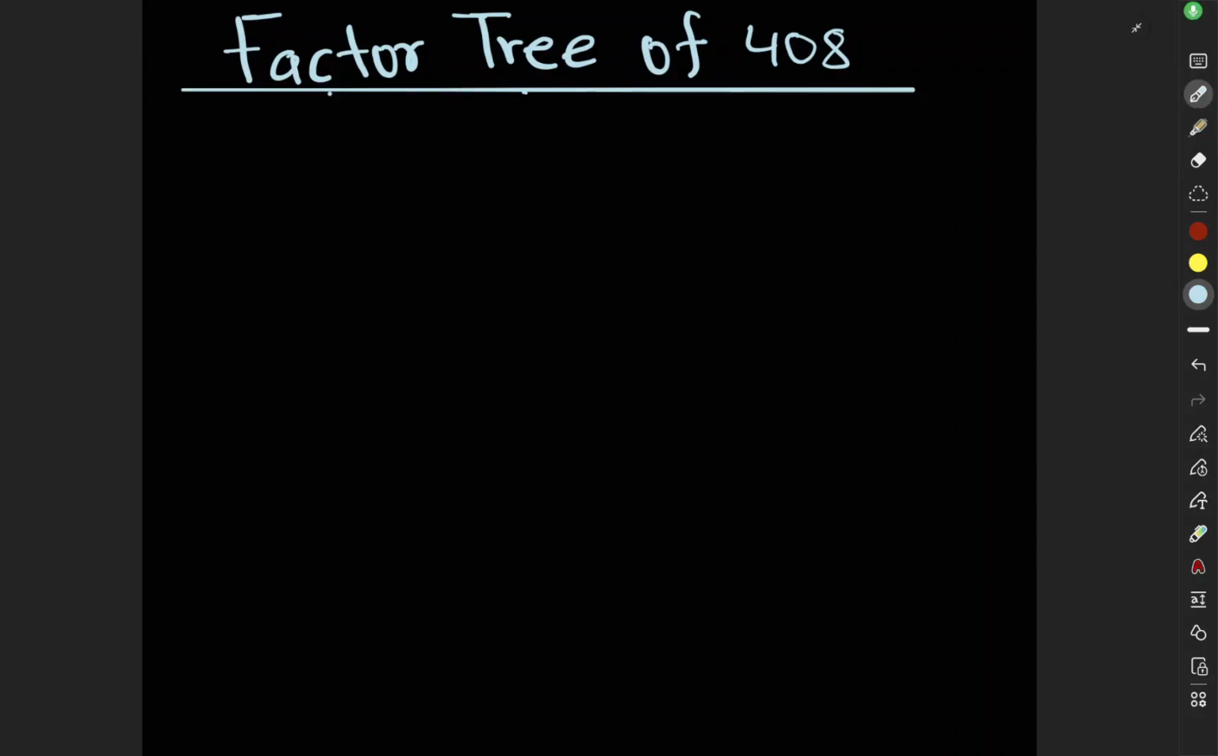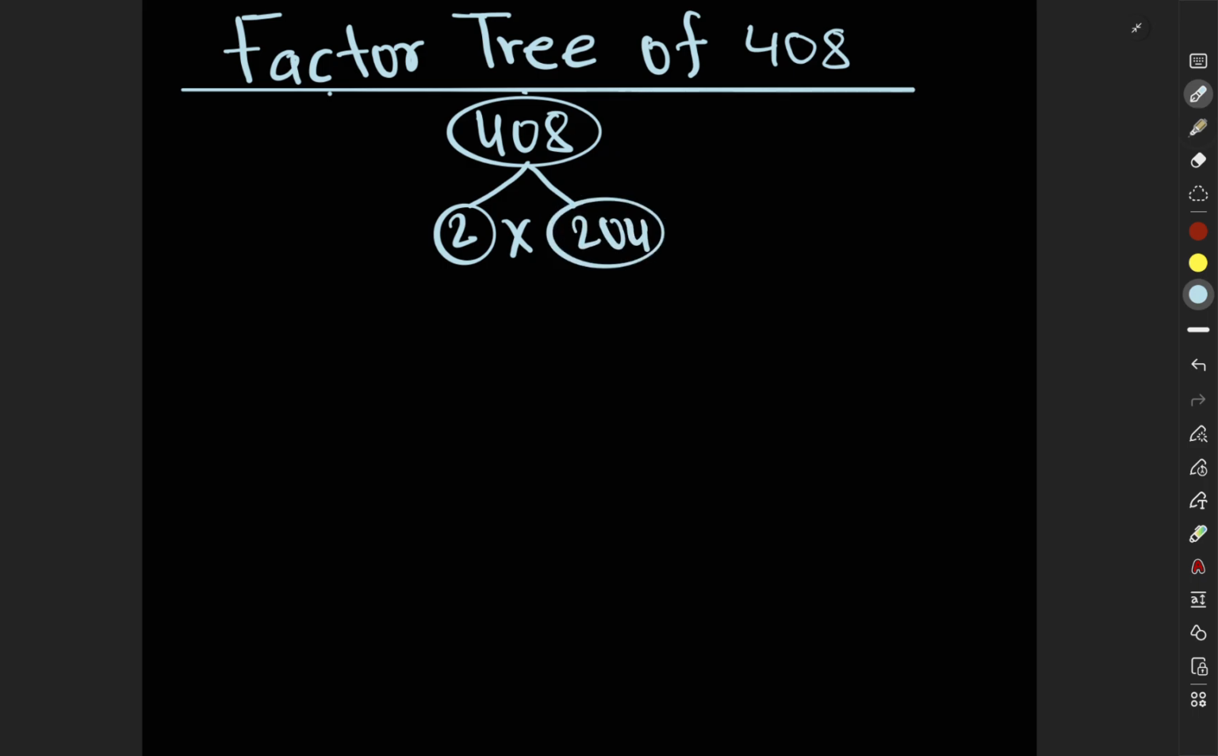Factor tree of 408. So 408 can be written as 2 times 204. 2 times 204 means 408. 204 can be written as 2 times 102. 2 times 102 means 204.